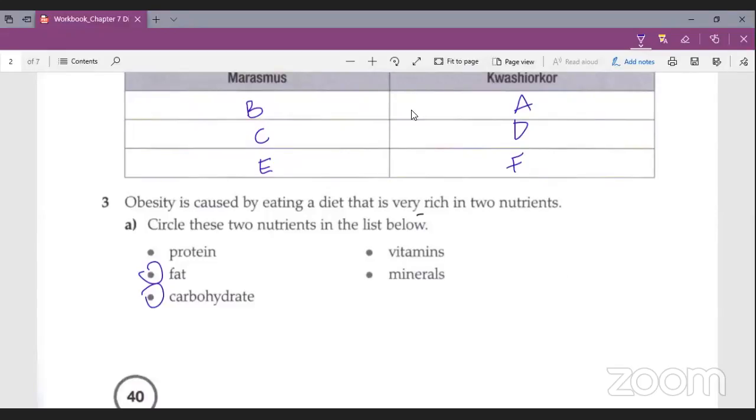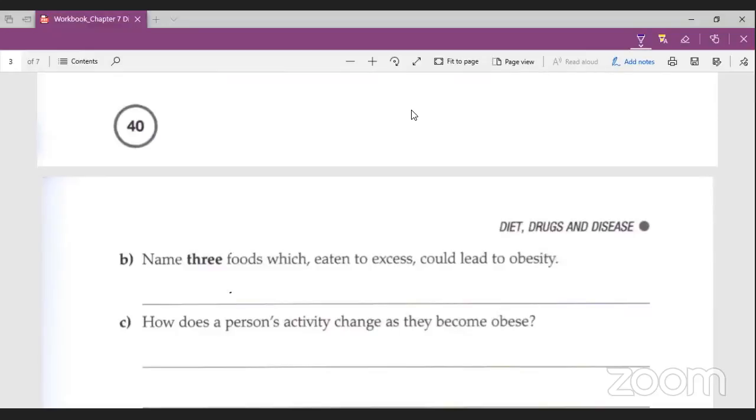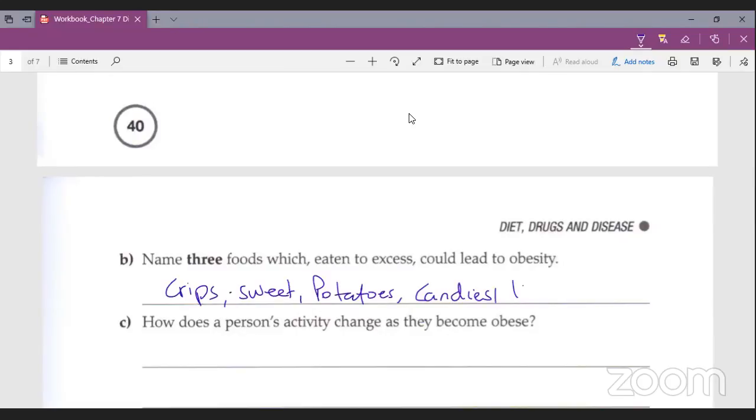Now the next one is: name 3 foods which eaten to excess can lead to obesity. Which 3 foods, if you eat them to excess, can actually lead to obesity? If you know what the answer is, type the answer. Grapes, good. Sweet potatoes, candies. We have a lot of varieties. Chocolate, ice cream, bread. You're correct.